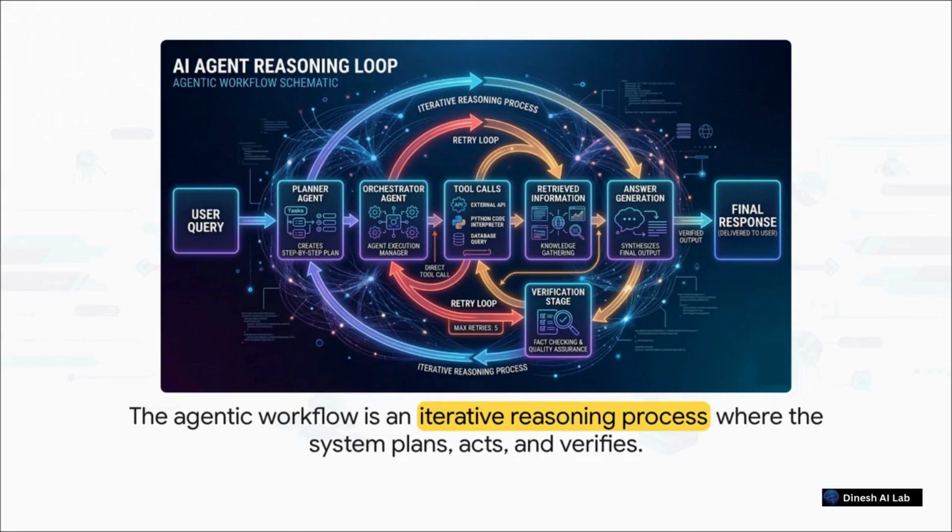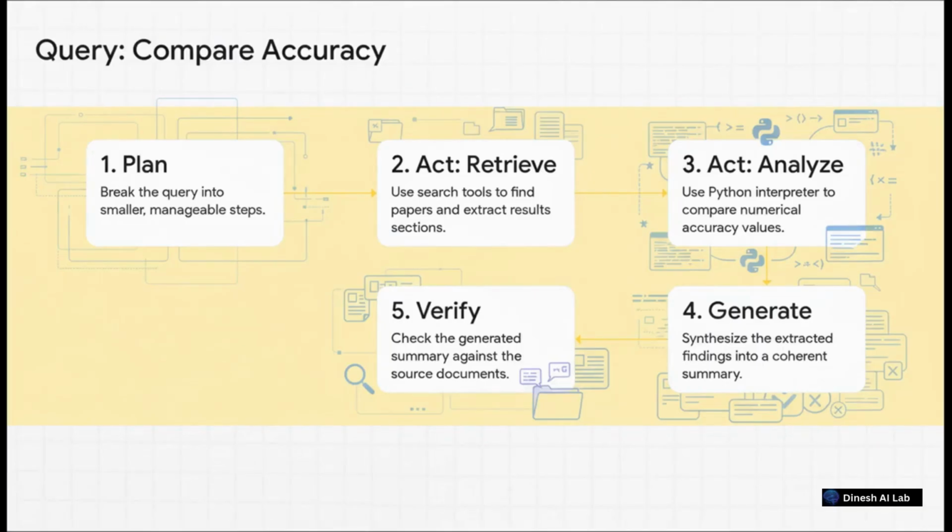It acts, it calls a tool, it gets some information, it generates a piece of the answer, and this is the critical part. It sends it for verification. If it passes the check, great. If not, the system is forced into a retry loop, making it rethink and refine its answer until it gets it right. So let's make this concrete.